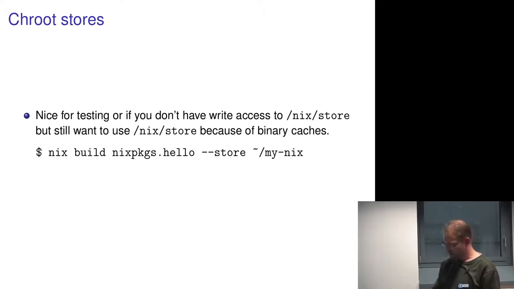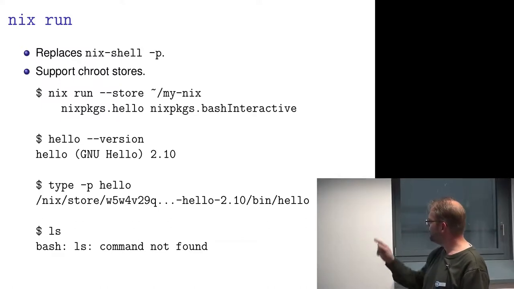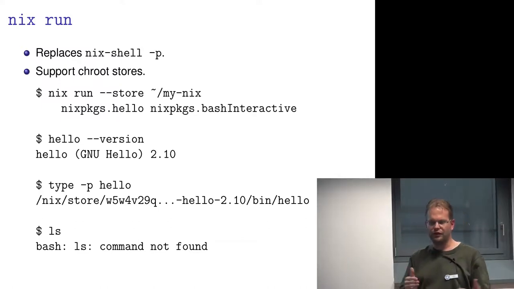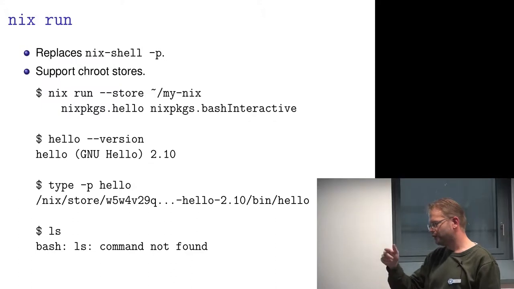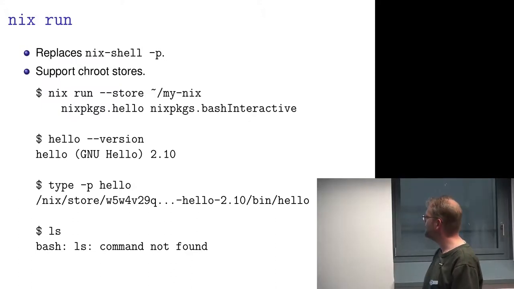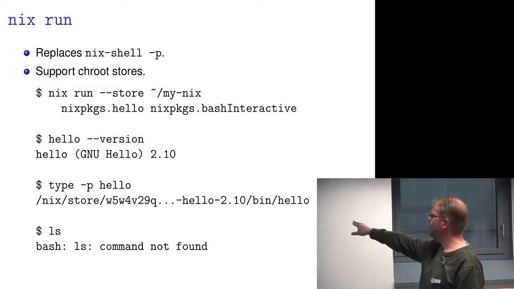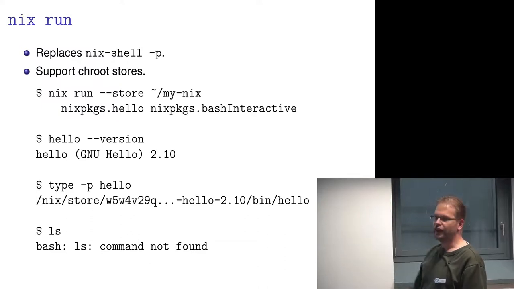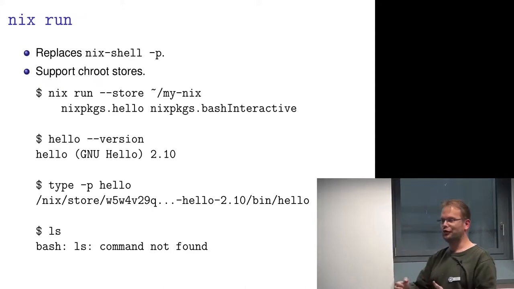Now you might be thinking, so you can build things, but that doesn't help you in running them. So there's also a command called nix run, which is mostly intended as a replacement for nix-shell -p, but it also supports these chroot stores. It will run the command in a mount namespace where /nix/store is bind mounted to your local store. So, for example, you can say nix run hello, and you can run it. And if you do this on NixOS, then nothing else will be present because you're mounting this Nix store on top of the regular one.